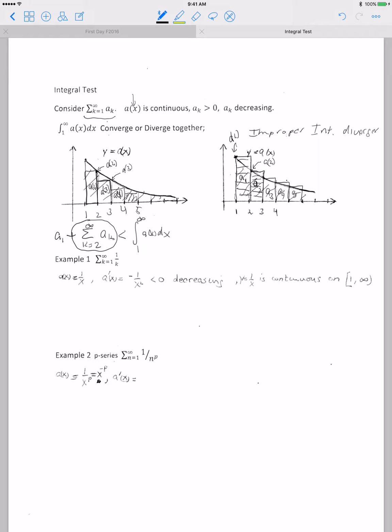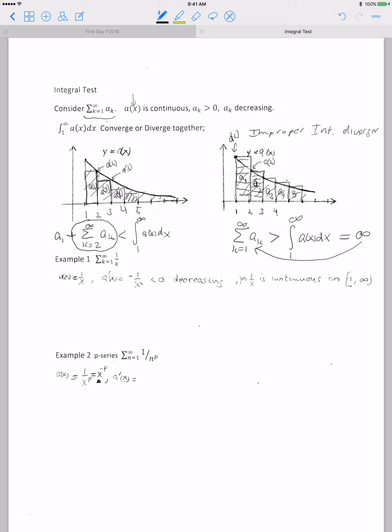And so what do we see? We see that the sum of all these areas is the infinite series, and this has to be bigger than the area under the curve, which is the improper integral. And this improper integral diverges, so that's going to force this infinite series to diverge as well. So what we've shown with these two pictures is if the improper integral converges, the series converges. If the improper integral diverges, the series diverges. And this is called the integral test.